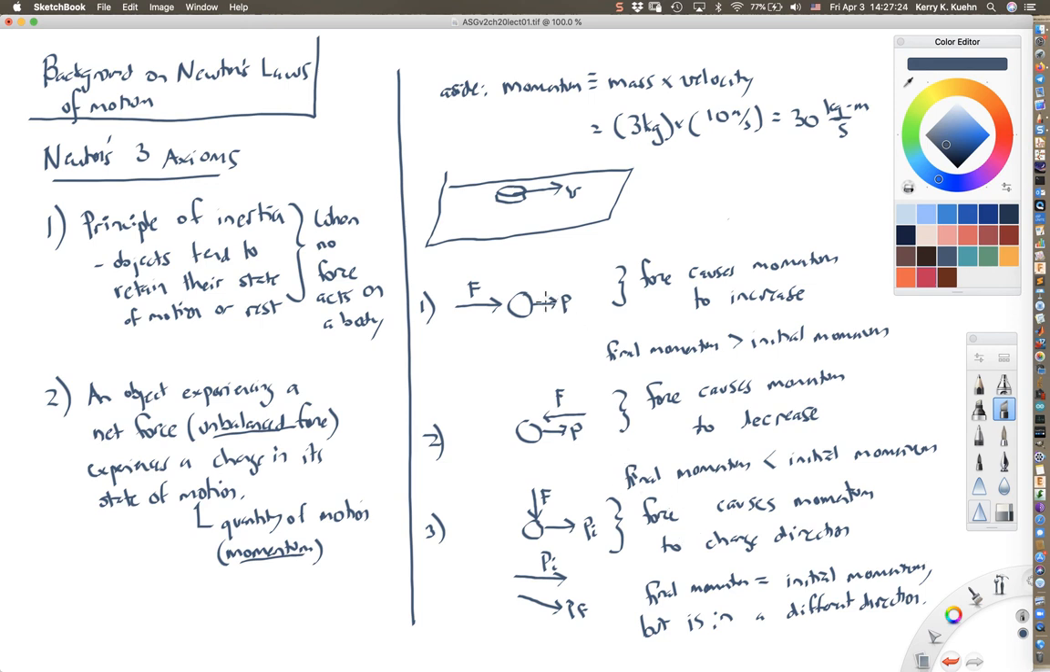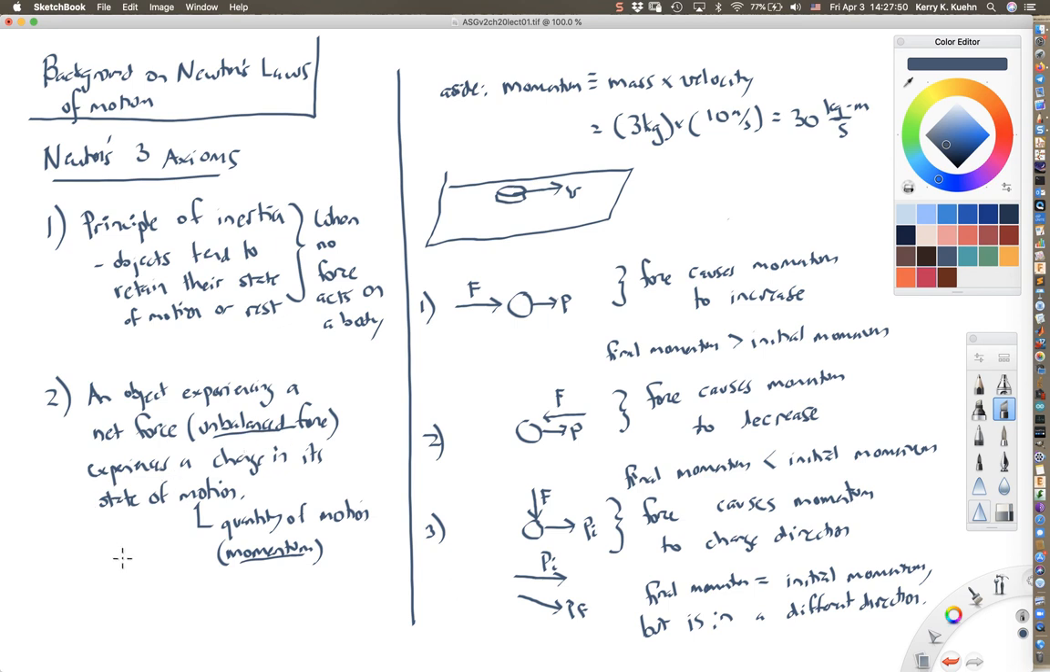All right, so these are 3 classes of changes of momentum one can have: an increase in momentum in case 1, a decrease in momentum in case 2, and a change in the direction of momentum in case 3. Of course, you can have combinations of these. For example, if you hit this puck behind it, but in a funny direction, you might speed it up and change its direction. So this is all related to Newton's second law.